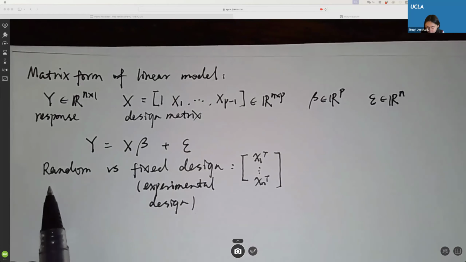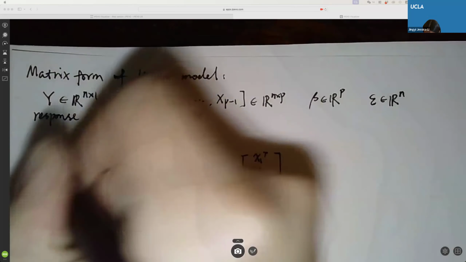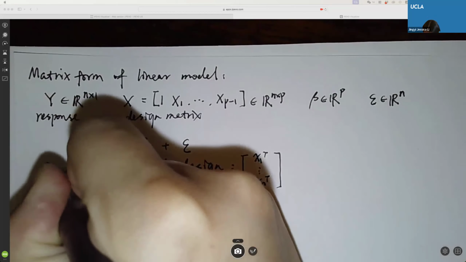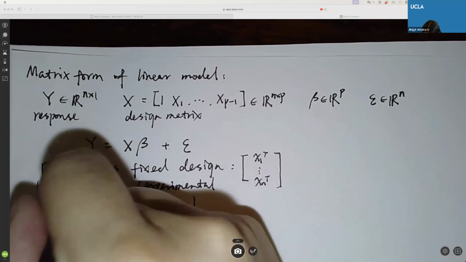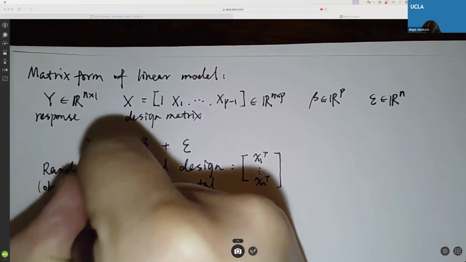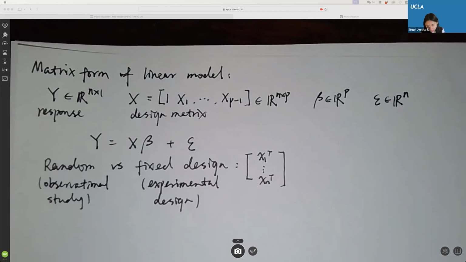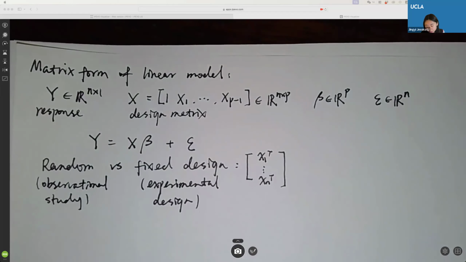But what is a random design? It's often applied to the so-called observational study, which means that the data is just a random observation.